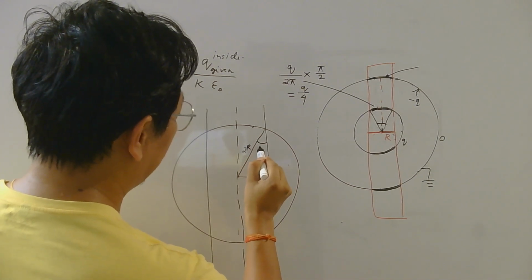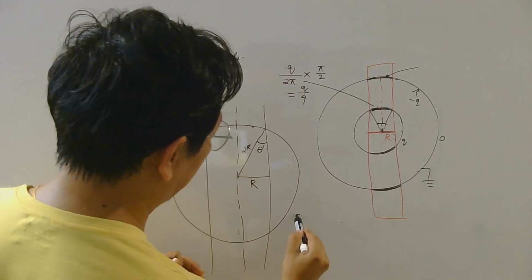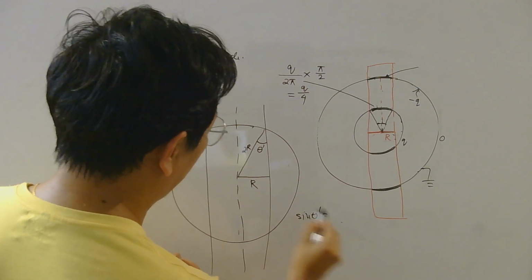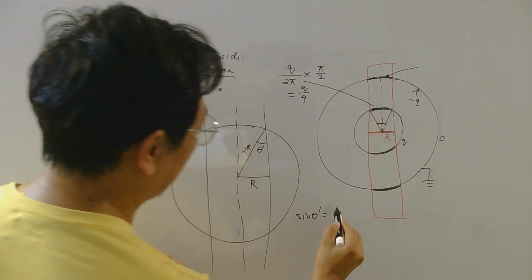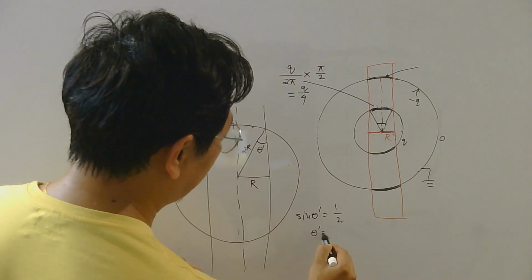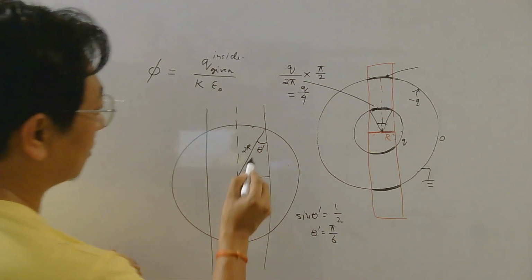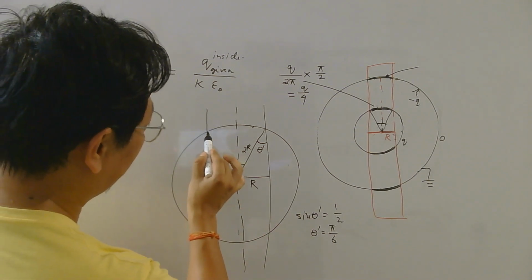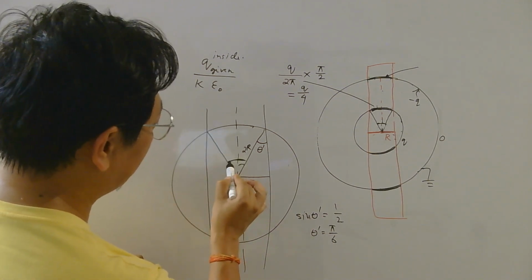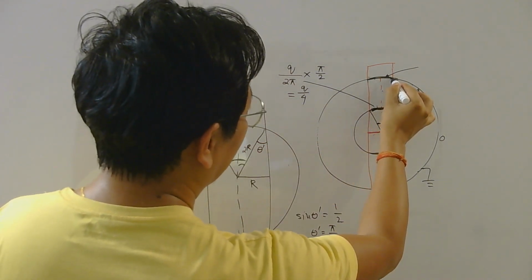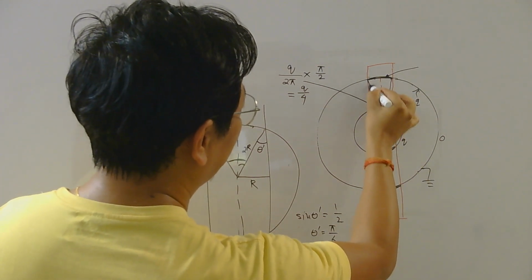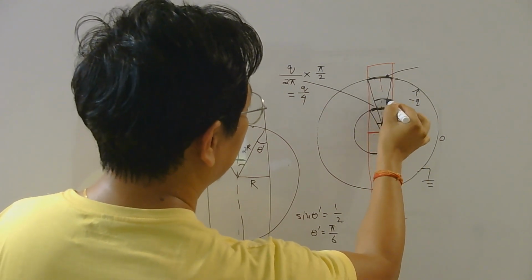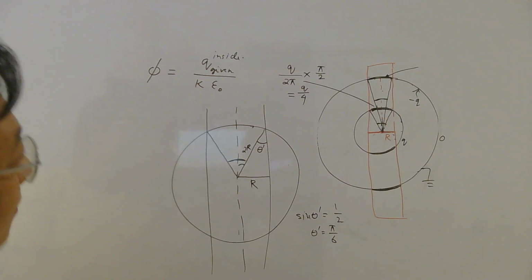So this angle, if I say theta dash now, will be what? Sin theta dash will be, opposite is R, hypotenuse is 2R, so 1 by 2. So it will be 30 degree, which is pi by 6. So if this is 30 degree, this is also 30 degree, right? So therefore, this whole angle will be 60 degree, which is pi by 3.